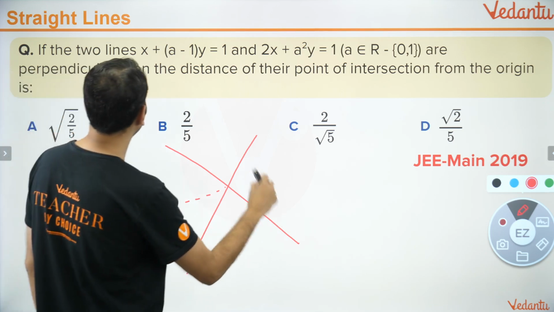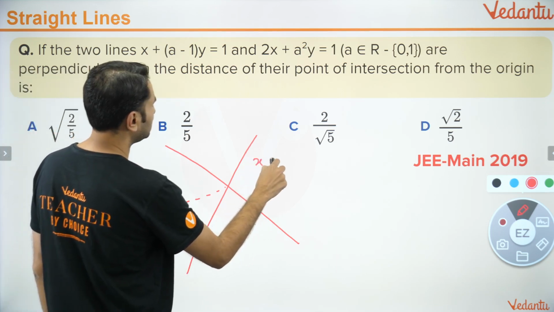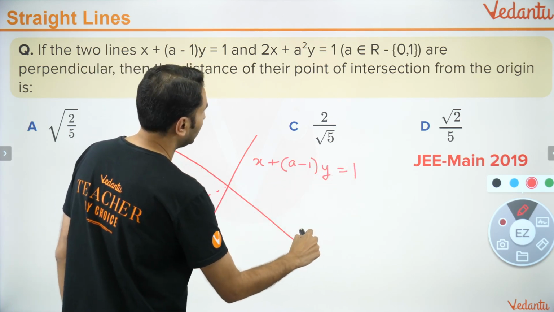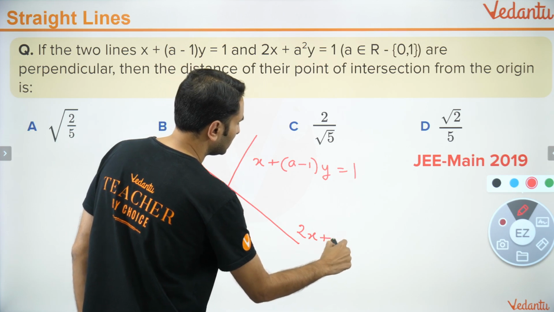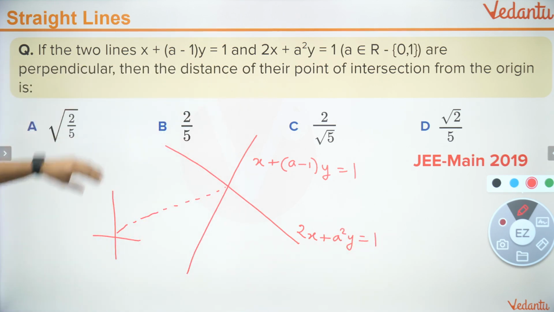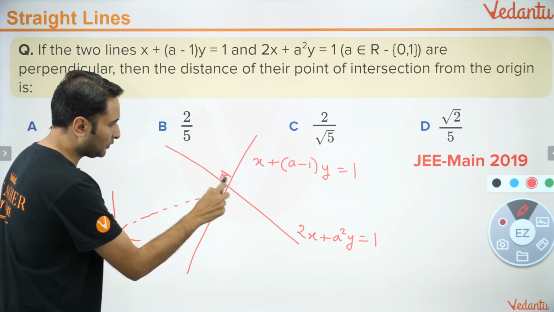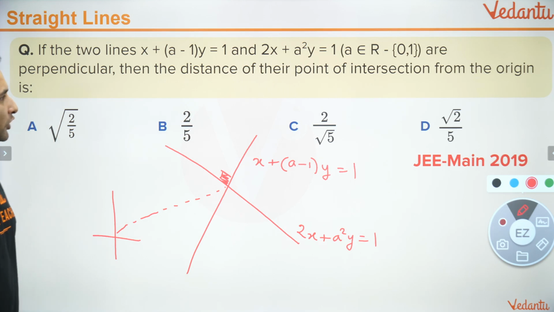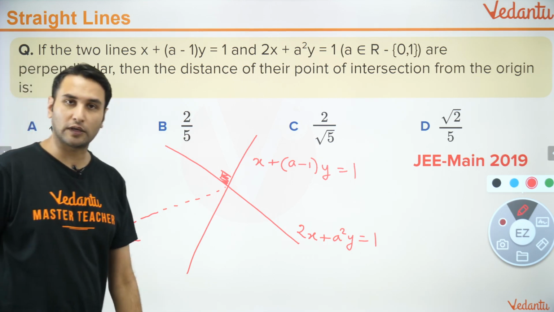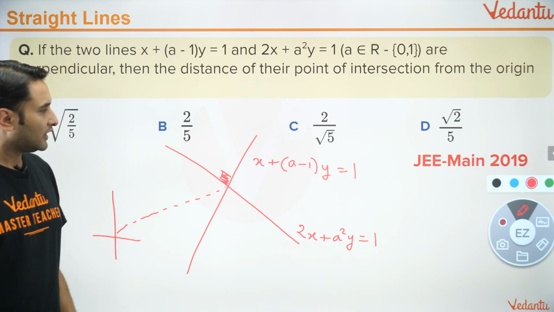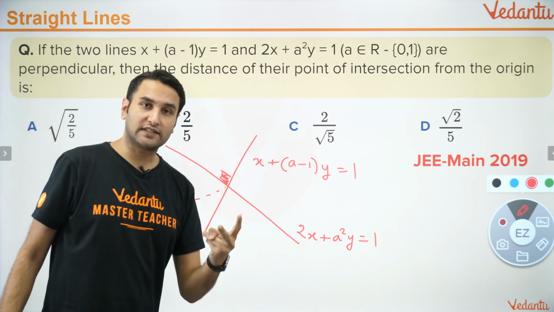What are the two lines? One line is x plus (a minus 1)y is equal to 1, and this is 2x plus a square y is equal to 1, right? And they are perpendicular. These two are perpendicular. The distance of their point of intersection from the origin. What will you do? First, use whatever is given.